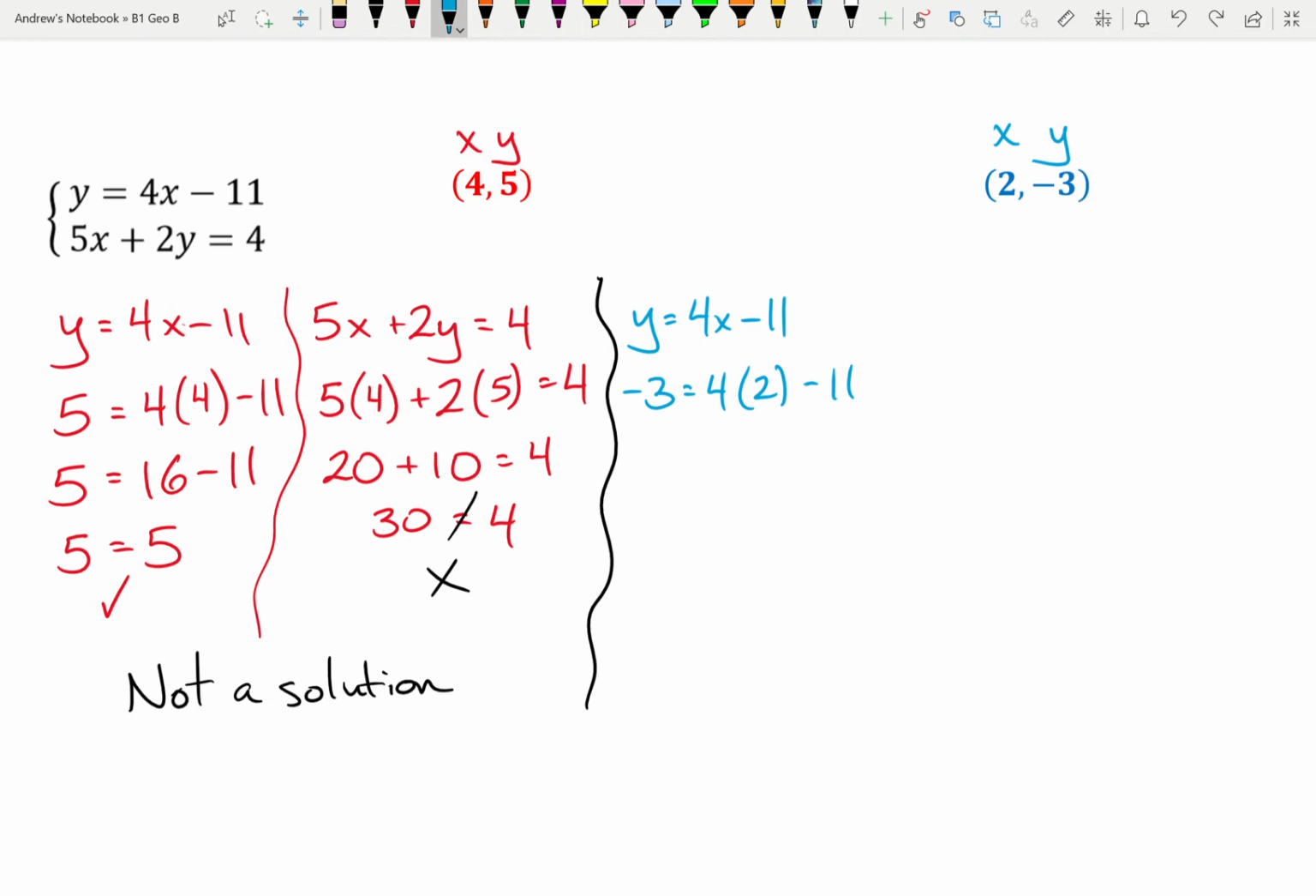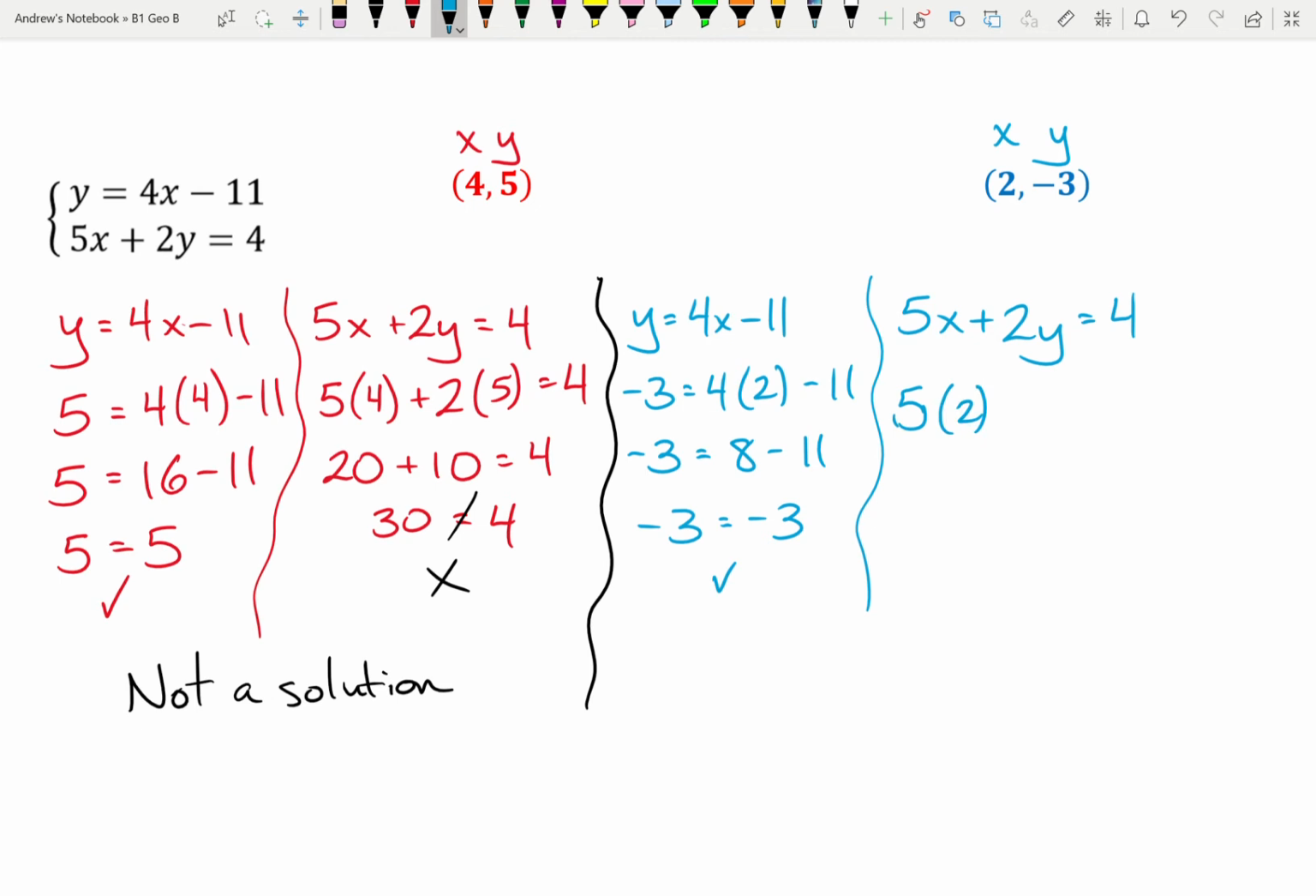So we keep on going with this one. The negative 3 is equal to 8 minus 11. Sure is, because 8 minus 11 is negative 3. So that works out. Still need to go ahead and check out my other one. We've got 5x plus 2y equals 4. So 5x is now 5 times 2 plus 2y, so y is negative 3. And we'll see what that comes out as. 5 times 2 is 10. 2 times negative 3 is negative 6. And how do you do? 10 minus 6 is 4, so 4 equals 4. So 2, negative 3 rather, is a solution.